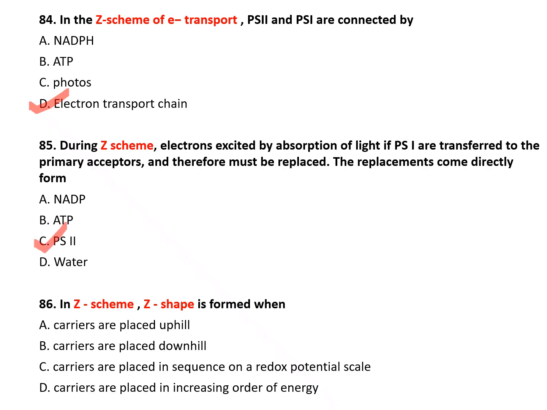The next question, number 86. In the Z scheme, the Z shape is formed when option A, carriers are placed uphill, option B, carriers are placed downhill, option C, carriers are placed in sequence on a redox potential scale, option D, carriers are placed in increasing order of energy. The correct answer is option C, carriers are placed in sequence on a redox potential scale.